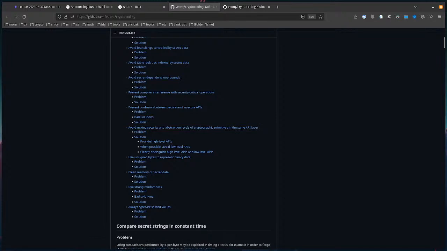Avoiding mixing security and abstraction levels in the same API layer is maybe a bit more of a software engineering sort of advice. And it generally, oh, there's an echo in the stream?